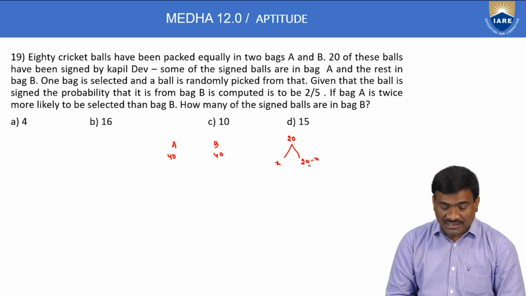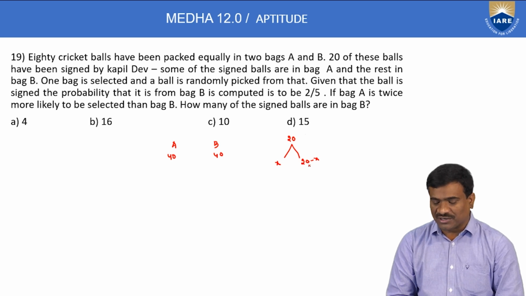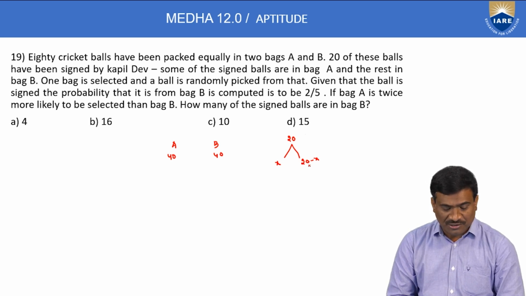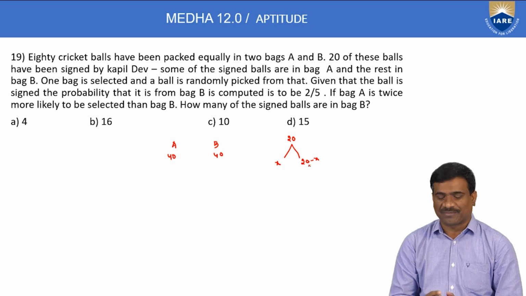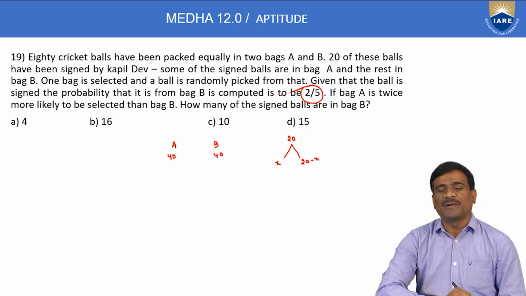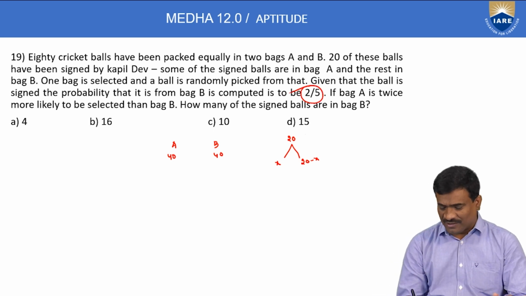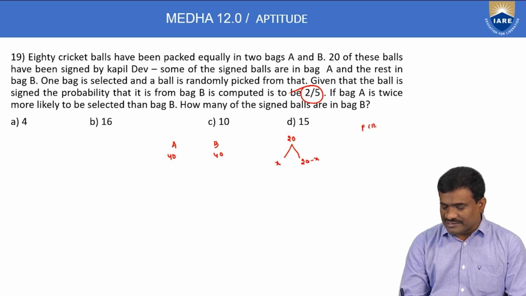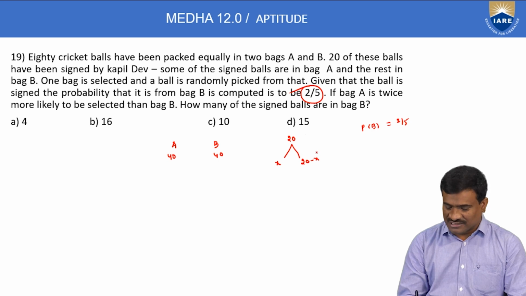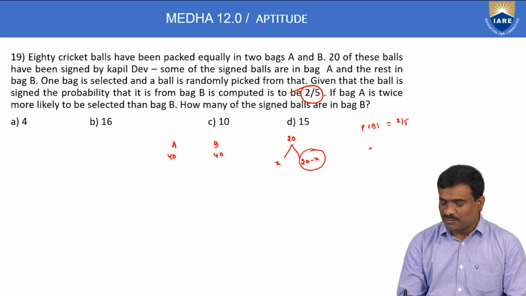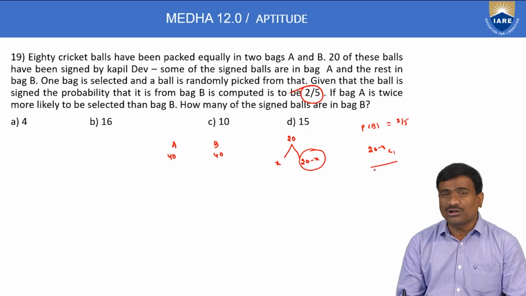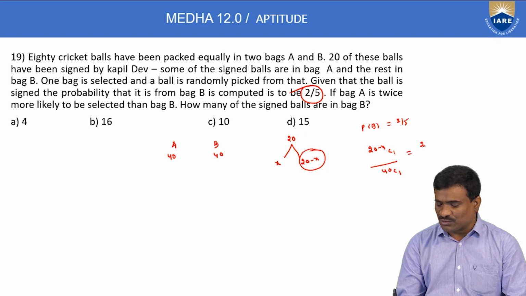One bag is selected and a ball is randomly picked from that. Given that the ball is signed, the probability that it is from bag B is computed to be 2 by 5. That is given: probability of bag B is equal to 2 by 5. Probability of bag B is equal to only signed balls, 20 minus X, C1, divided by the total number of balls in bag B, 40 C1.